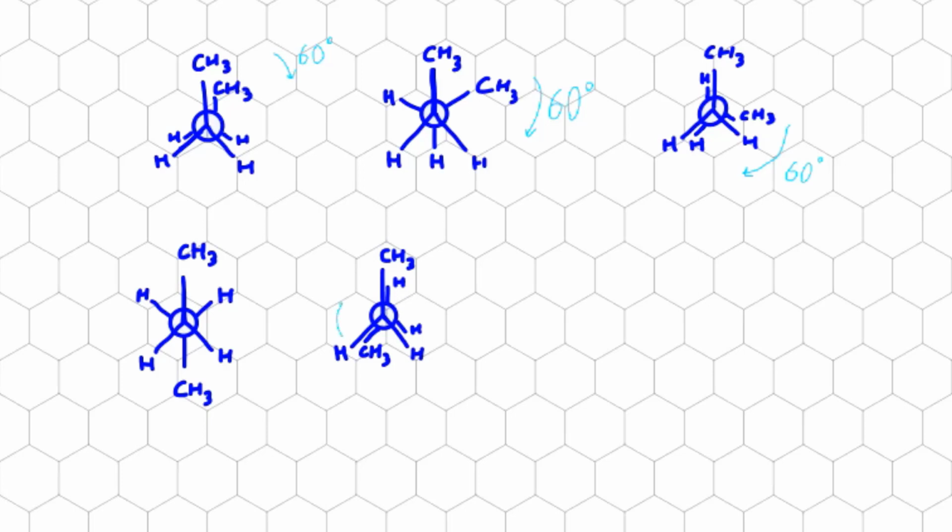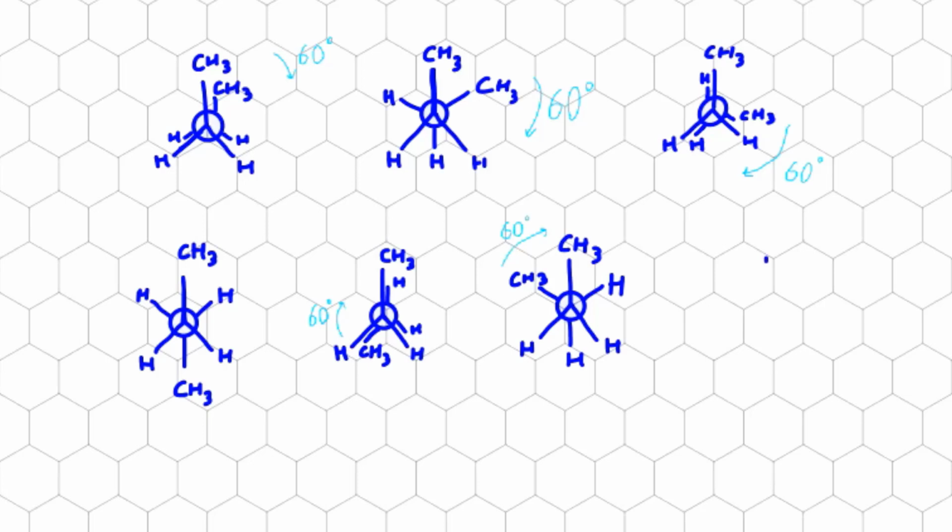We're going to rotate 60 degrees again. It's going to be the staggered form again. The CH3 on top is going to stay fixed as always. And this time the CH3 attached to the carbon in the back is going to go top left. And we add the hydrogens at the end.